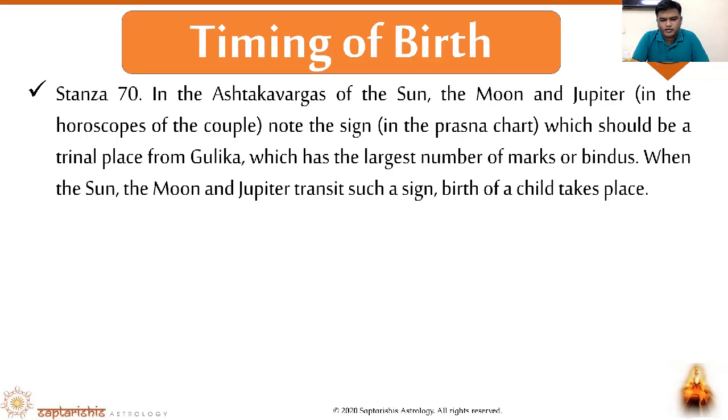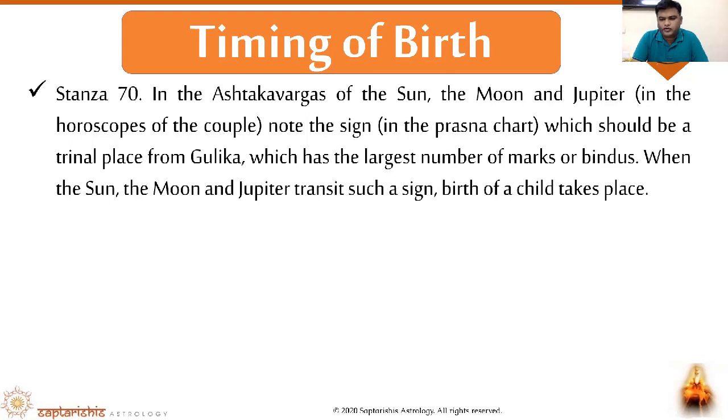Now here the author is talking about the Ashtak Varga of Sun, Moon and Jupiter, all three Ashtak Vargas. First you have to understand why the Ashtak Varga of Sun, Moon and Jupiter. Why is importance given only to Sun, Moon, Jupiter, why not other planets? First thing is the Ashtak Varga of Jupiter. The author is saying first go and check the birth chart of the couple, the birth chart of male and female.